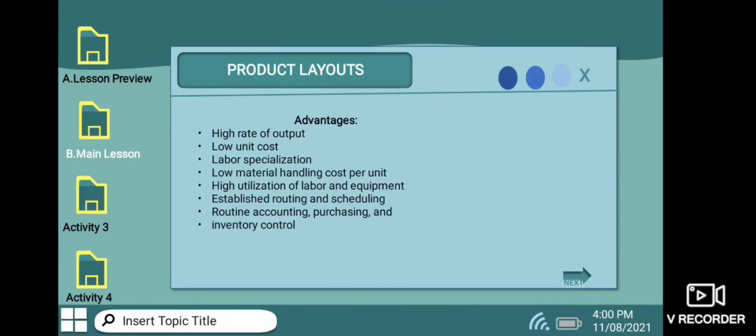Then here we are. The advantages of product layouts. High rate of output. Low unit cost. Labor specialization, work specialty. Low material handling cost per unit. High utilization of labor or manpower and equipment. Establish routing and scheduling. Routine accounting, purchasing, and inventory control.